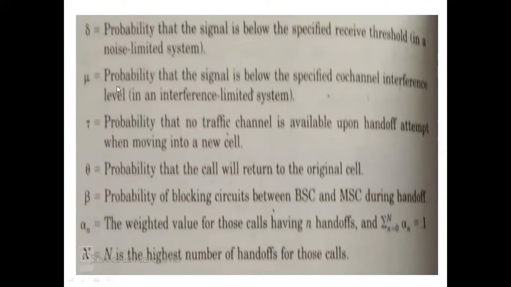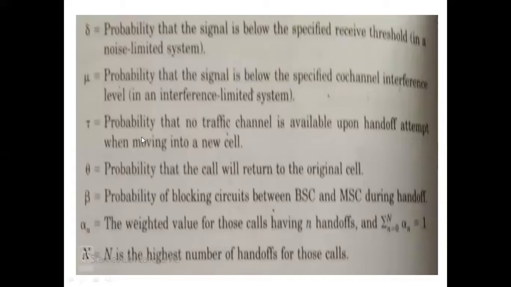Next, tau. Tau is the probability that no traffic channel is available upon a handoff attempt when moving into a new cell. So tau means the probability that there are no available channels in the neighboring cell when a handoff attempt takes place.